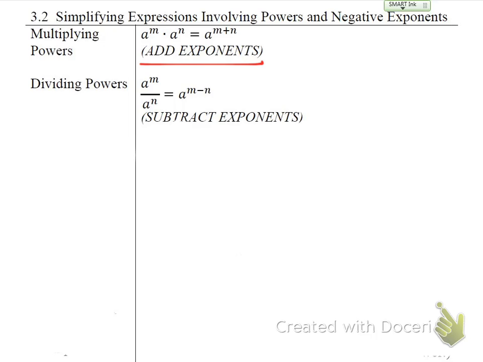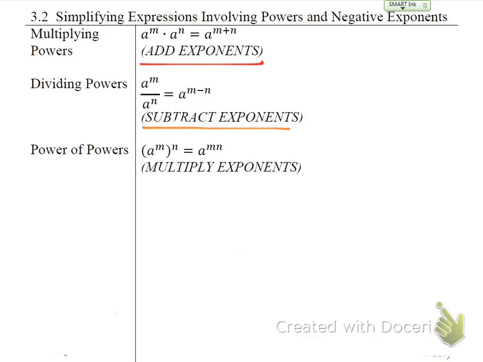Now, division is the opposite of multiplication, so when you're dividing powers, what do you think you're going to do? Subtract. And your answer always ends up in either the numerator or the denominator where your exponent was larger, okay, when you're subtracting exponents. But we'll look at an example.